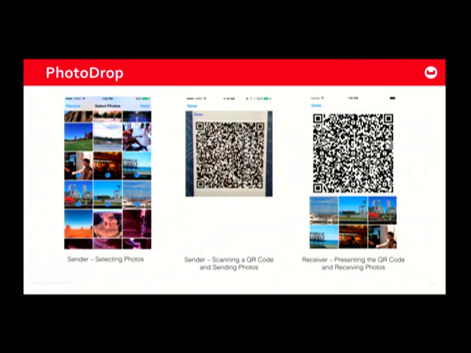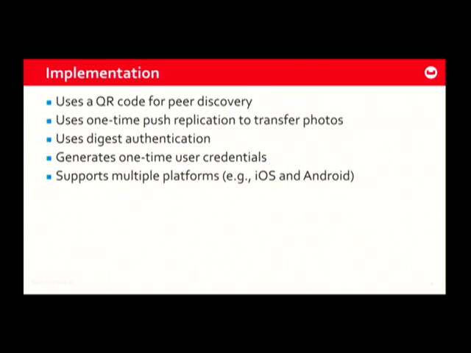The flow of the application is pretty simple. The receiver shows the QR code, and then the sender selects photos and scans the QR code to send the photos from sender to receiver. And here is the implementation in a nutshell. PhotoDrop uses the QR code for peer discovery, and it uses one-time push replication to transfer photos.